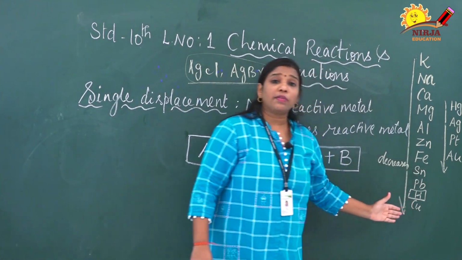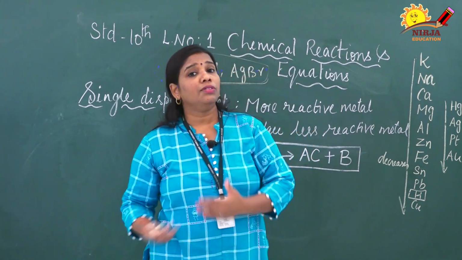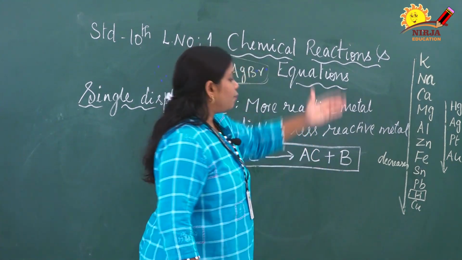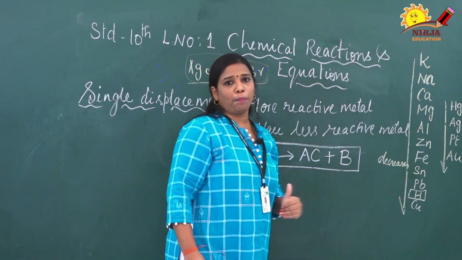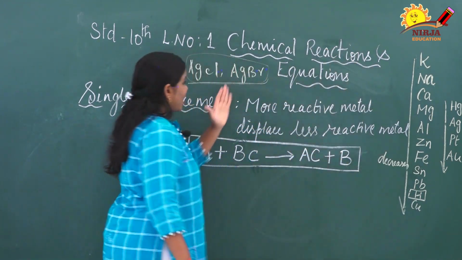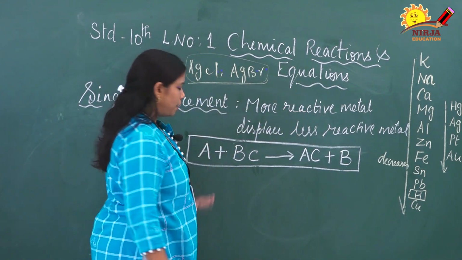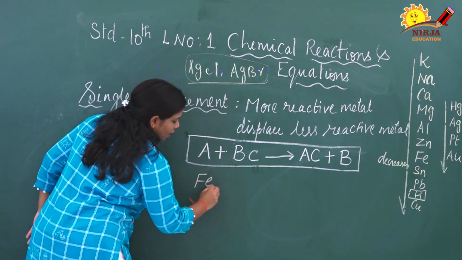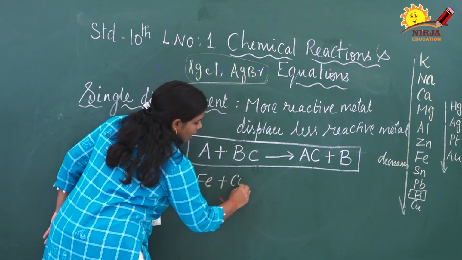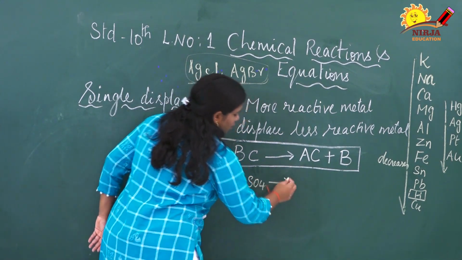This metal reactivity series we will discuss in detail in chapter number 3, metals and non-metals. We should know the 15 metals, and the order should be proper. Based on the metal reactivity series only, we can develop the displacement reaction. Suppose I am writing here Fe, that is iron, reacting with copper sulfate solution.